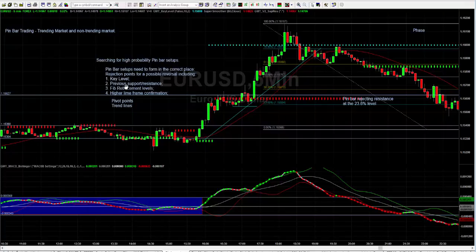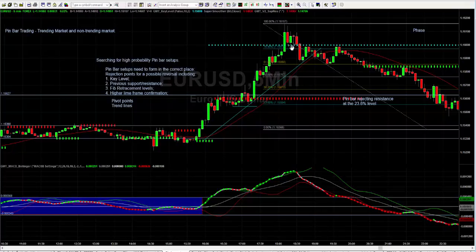So I'm looking for either one or multiple of these things to be happening for me to take a trade in that opposite direction of the candle or on the wick. So I would like to see price getting near a key level. Now, key levels are synonymous for areas of support resistance.